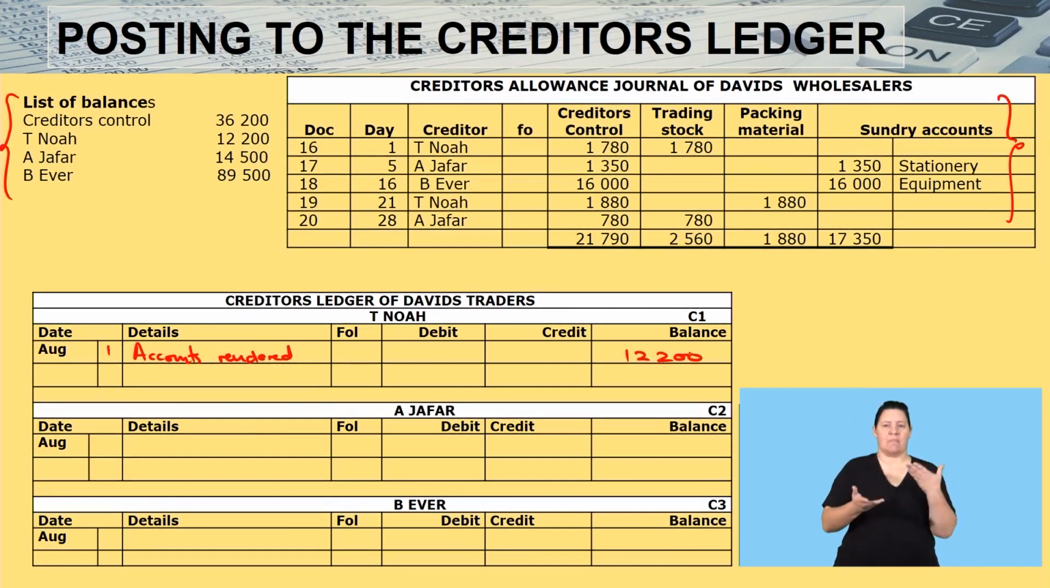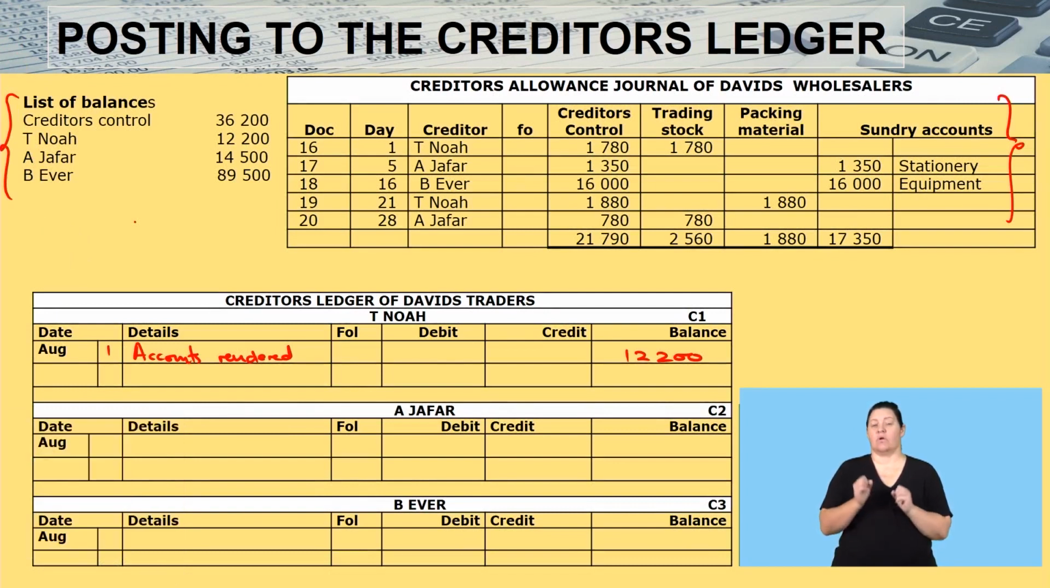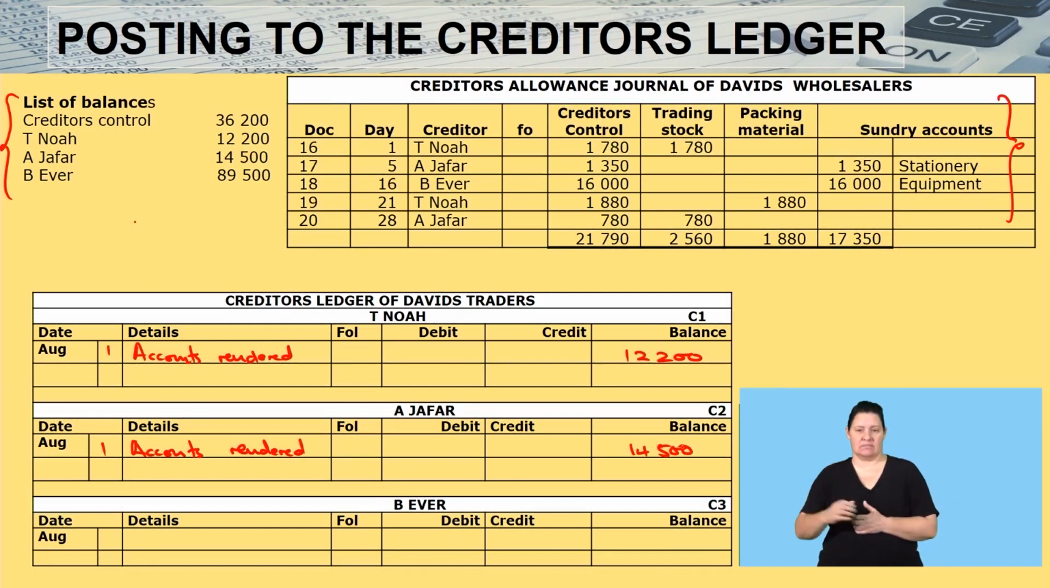I'm just putting my balances. Let me just take that off. Then I'm going to quickly come back. All right, we were busy with A. Jaffa rather. A. Jaffa, and on the first, we have accounts rendered, and the amount is 14,500. The last one is B. Ever.